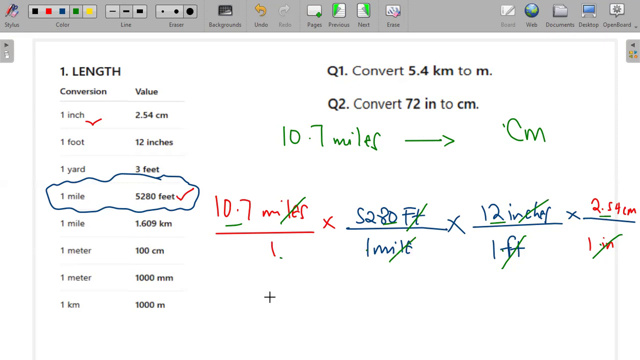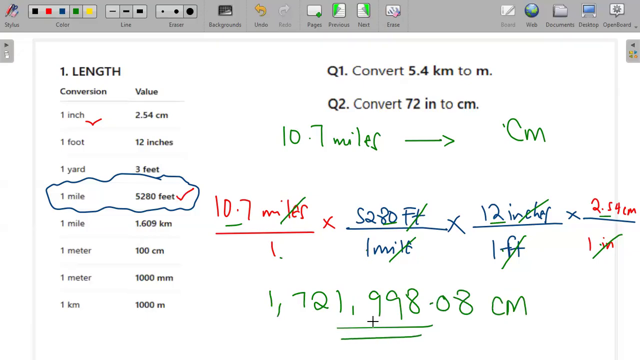I've gotten 1,722,998.08. And these ones will be what? In centimeters. Okay, so 10.7 miles is the same as 1,722,998.08 what? Centimeters. So we've just used the dimensional analysis there to convert.